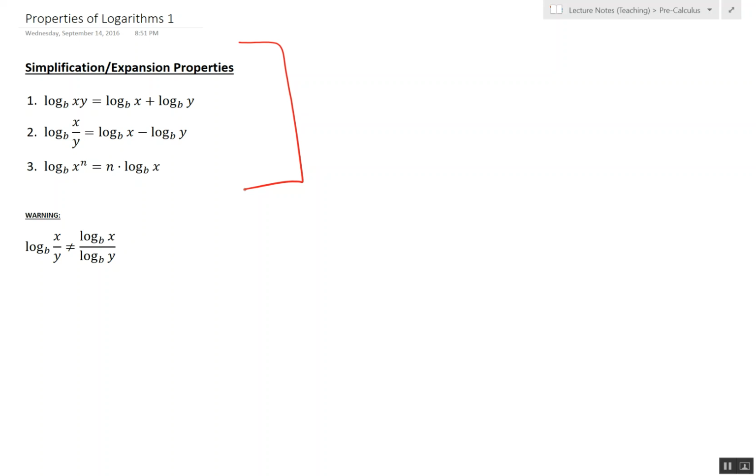Typically, you're either going to have a single logarithm that you're going to tear apart, or you're going to have sums or differences of logarithms that are all different pieces, and you're going to put them back together. So if you have a log of a product, you can split that up as the log of the first factor plus the log of the second factor. If you have a log of a fraction, then it'll be the log of the numerator minus the log of the denominator.